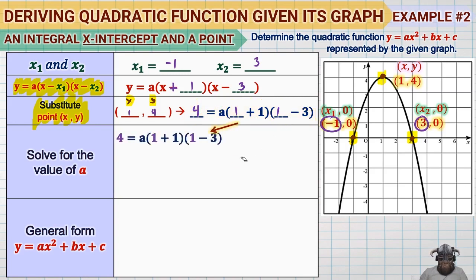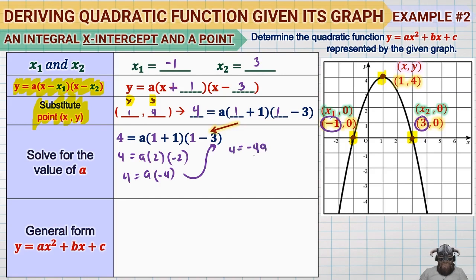So, let's just copy that one. O, tama ba? 4 is equal to a times 1 plus 1 times 1 minus 3. Ayan, tama tayo. Now, as we continue, copy muna natin to si 4, then a, 1 plus 1 is 2, then 1 minus 3 is negative 2. So, simplify natin by multiplying 2 times negative 2, that will be negative 4. So, lagay natin dito, 4 is equal to a times negative 4, that will be negative 4a.